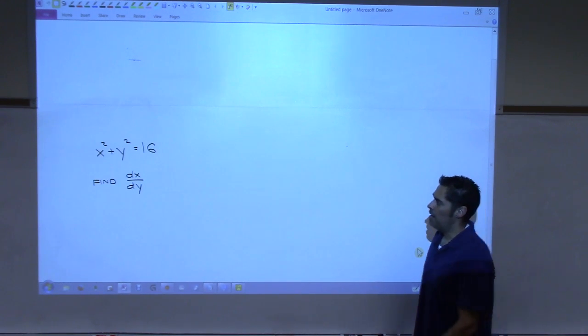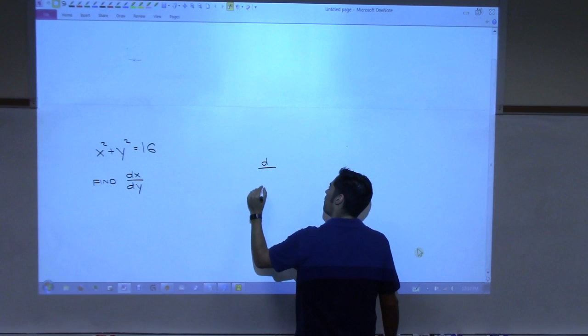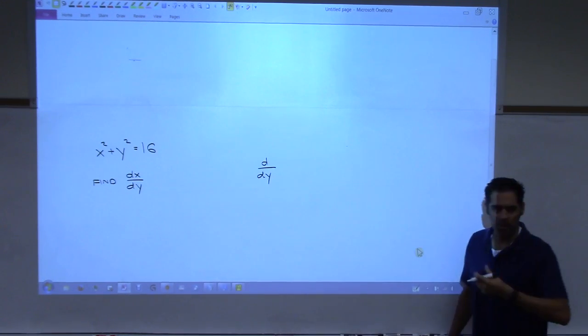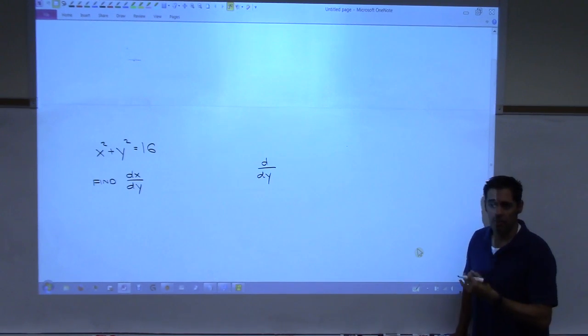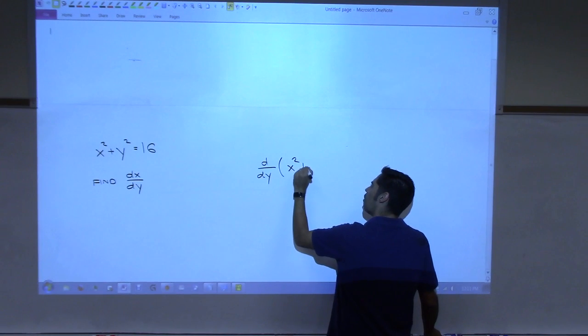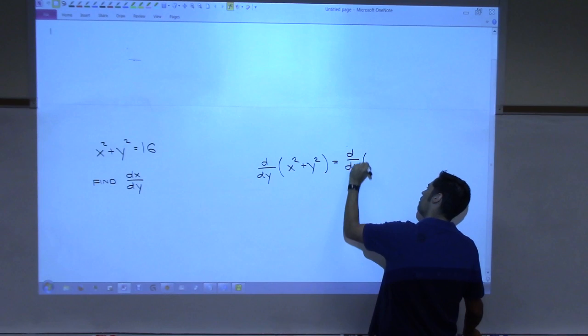So how would things change? I would write the equation down. I would take the derivative on both sides, right? But with respect to y, right? So remember the language I'm using? Taking derivative with respect to y this time of x squared plus y squared equals the derivative with respect to y of the 16.